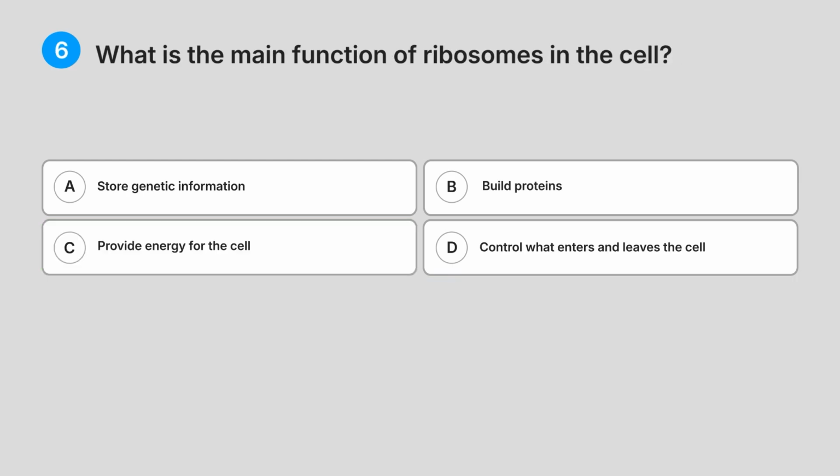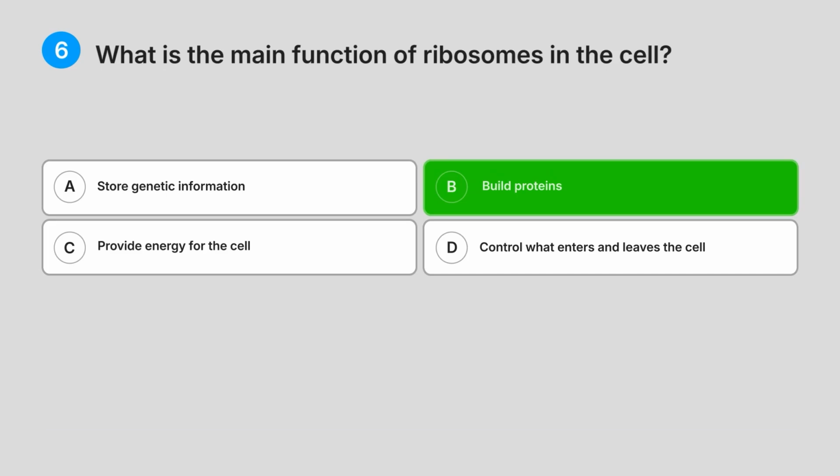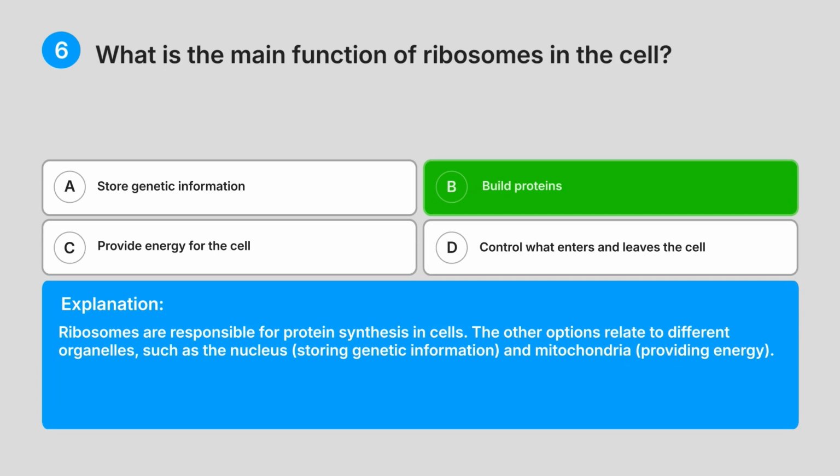6. What is the main function of ribosomes in the cell? A. Store genetic information. B. Build proteins. C. Provide energy for the cell. D. Control what enters and leaves the cell. What do you think is the answer? Correct answer: B. Build proteins. Explanation: ribosomes are responsible for protein synthesis in cells. The other options relate to different organelles, such as the nucleus, storing genetic information, and mitochondria, providing energy.